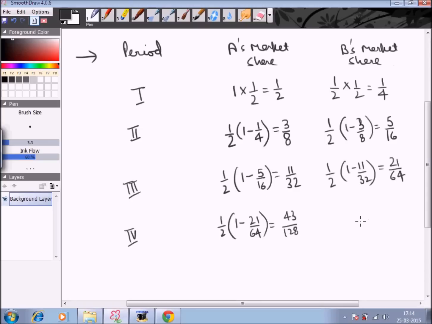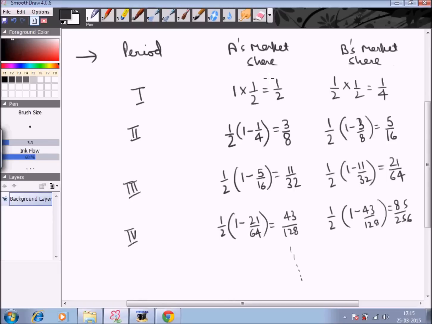Now again B has to take action. It will react to A's moves, and he will determine what is now the leftover market, and he will supply half of the leftover market, which will be equal to 1 minus 43 upon 128, which equals 85 by 256. Now this series of actions and reactions will go on continuing until both of them reach a stage where both of them are supplying equal market.